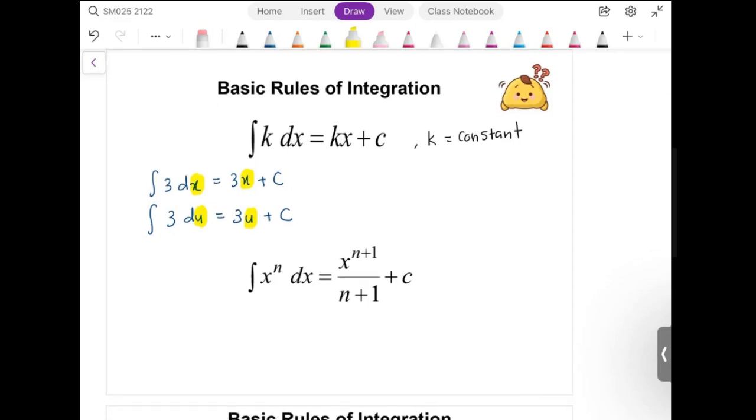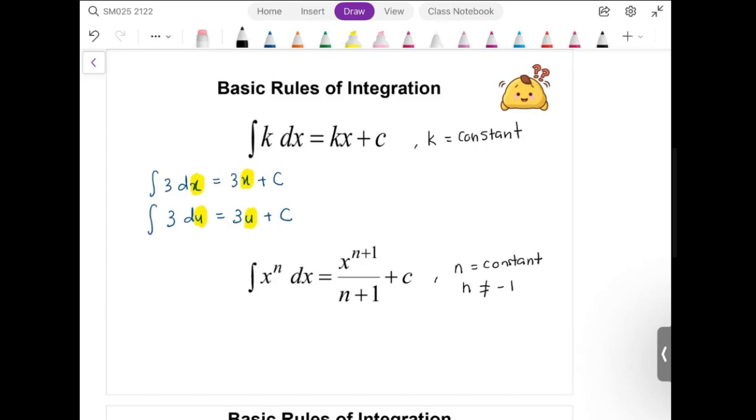If we have x to the power of n, where n also stands for any constant, any number, but n cannot be equal to -1. Itu syarat dia. N boleh apa-apa je nombor. Nombor negatif boleh, nombor positif boleh, yang tak boleh -1. Then our rule would be x to the power of n plus 1 divided by the new power plus c. Plus c tu mesti ada kat hujung. Dia punya package lah kat situ.